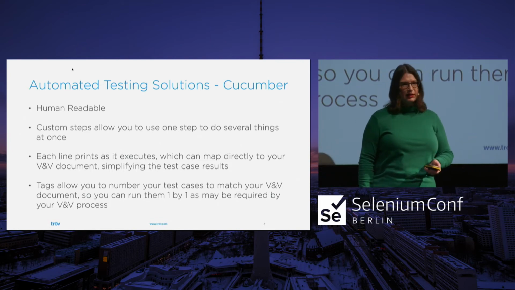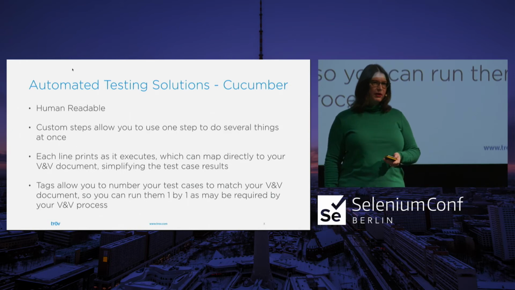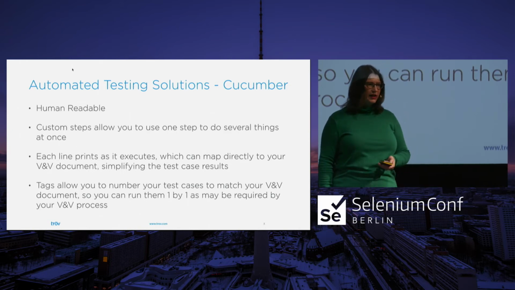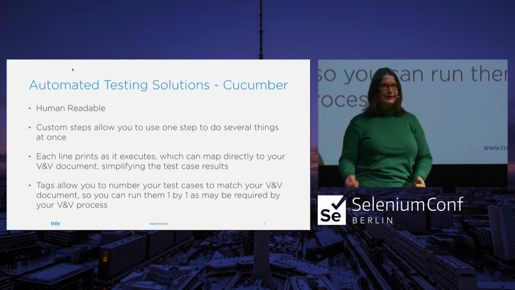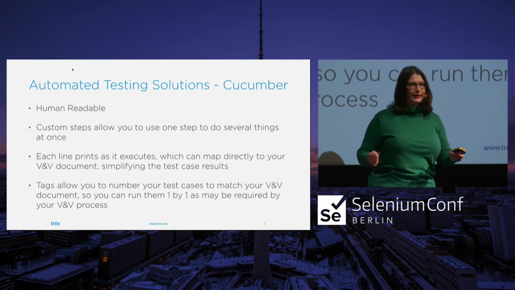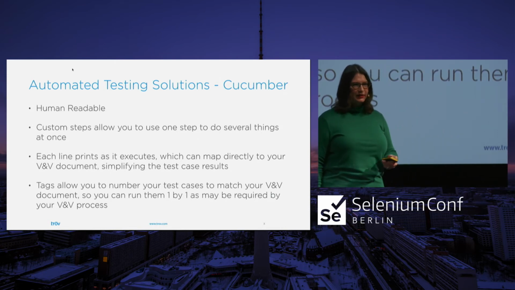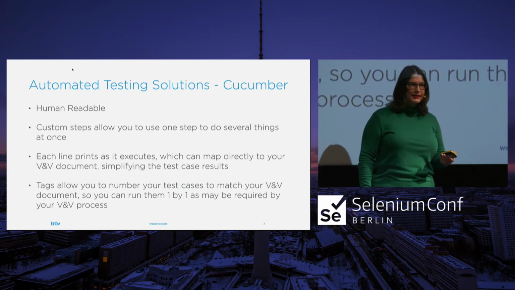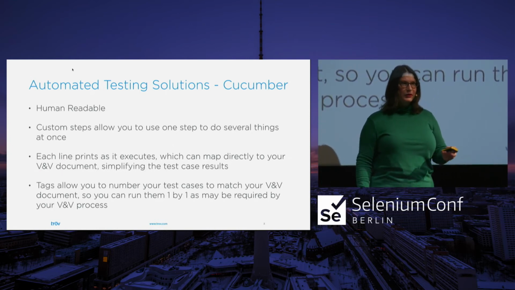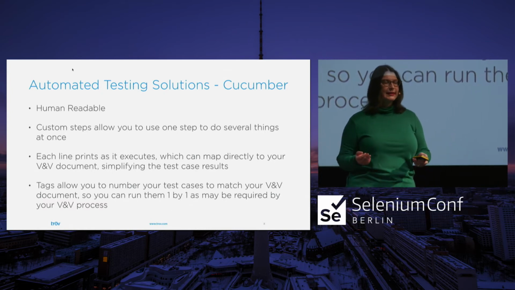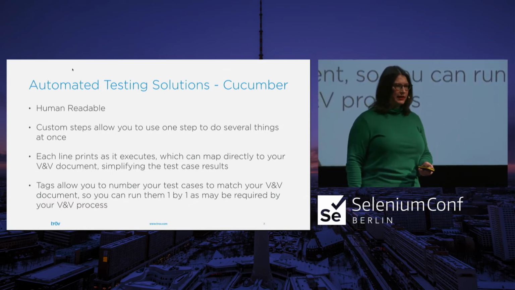We use tags extensively. In a V&V document, you give your test cases numbers, like TTMAC028, and you want to tag your test that way. You can also run them. You can say, I want to run TTMAC028, and you can run the exact test that you want to run.